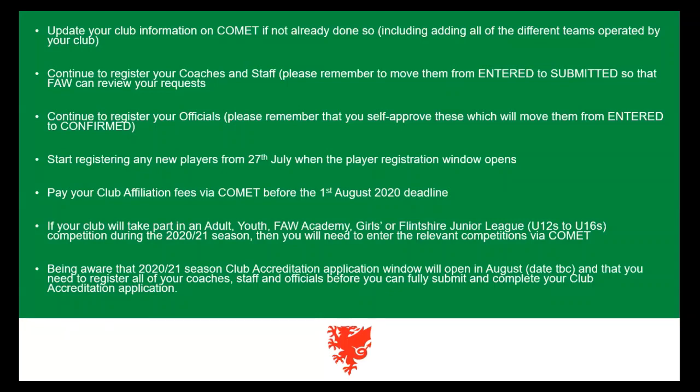If your club is taking part in competitions that will be on COMET in the coming season, so that's adult, youth, FAW Academy, girls football, and the Flintshire Junior League under 12s to under 16s, you'll need to enter the competitions via COMET. And as we've said, we'll publish all the links to those competitions when they are open, and that will be from Monday the 27th.